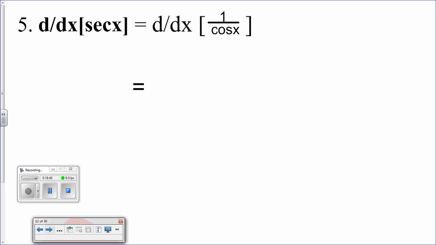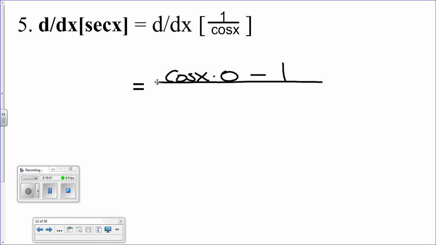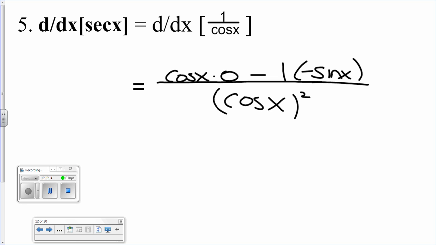Quotient rule. Here we go. Low is cosine x. And high, what's the derivative of 1? Okay. Less high minus 1 below. Good. Times negative sine x, all over cosine of x squared. What's that numerator? Sine x. So we have sine x over cosine of x squared.